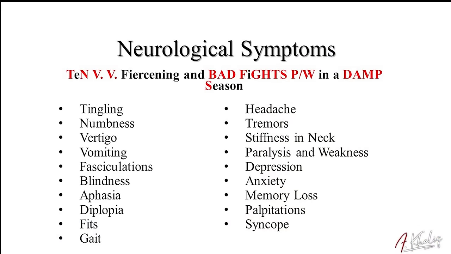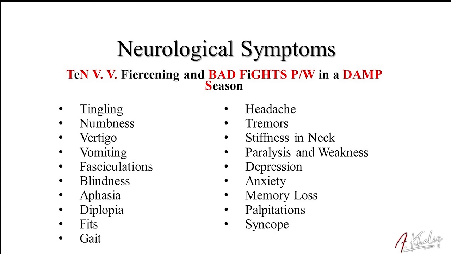Okay, so next we move to the CNS system, or you can just say the neurology section. Now, what we really have here is just 10 very piercing and bad fights per week in a damp season. Yes, that's it. That's the scene for the CNS. 10. T stands for tingling and numbness. V stands for vertigo and vomiting. Piercing. F stands for fasciculation. So right now you get the tingling, numbness, fasciculation, vomiting, and vertigo.